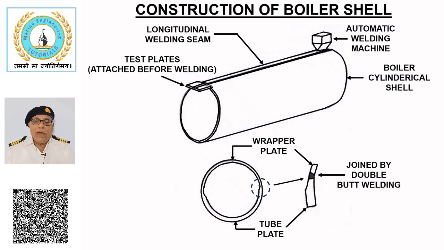The boiler shell and test plate undergo heat treatment through the annealing process. This process removes internal stresses caused by rolling and welding, improves ductility and refines the grain structure.